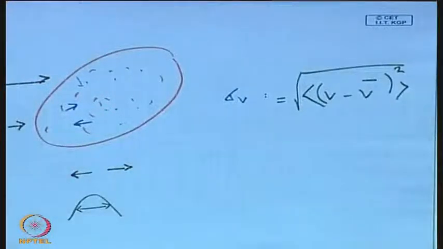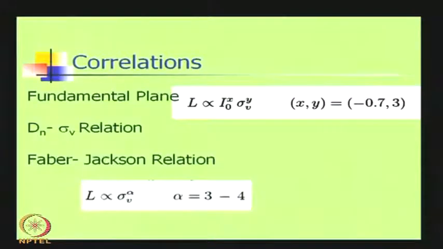So, you can measure the central velocity dispersion. So, these things can be measured, I naught and sigma v, and it has been observed that there are some relations which are referred to as the fundamental plane. So, what is this fundamental plane? These are essentially correlations between different galaxy properties.